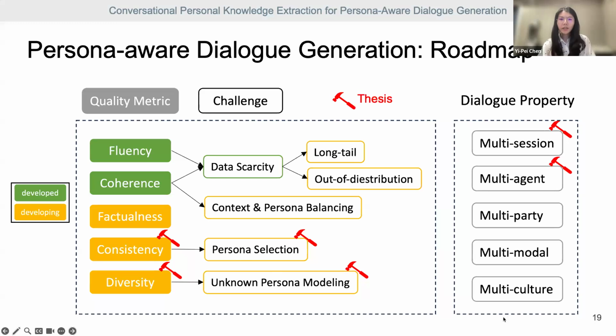Besides, there are many different types of dialogues. Among all these dialogue properties, we focus on multi-session dialogue, and our last work focused on multi-agent dialogue.